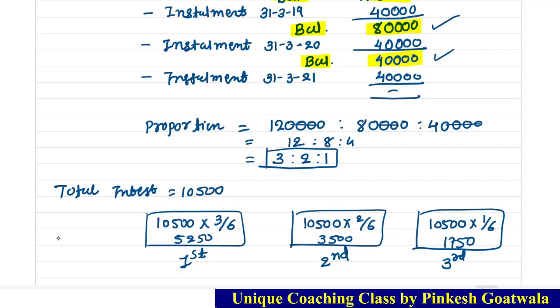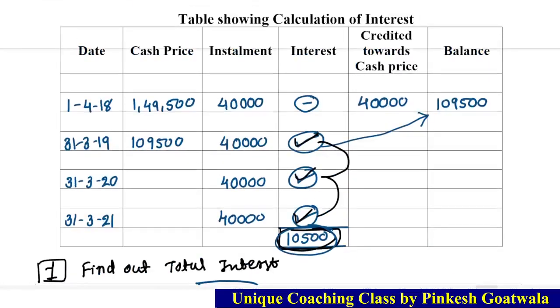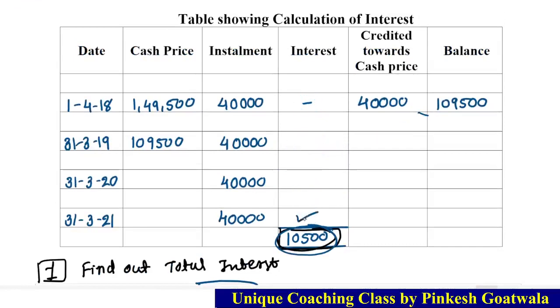So whatever amount of interest comes, that is for the first installment, second and third installment. Here we have the interest of all installments: 5250, 3500, 1750. Let's put the amounts here. We have the interest of each, just show that amount here: 5250, 3500 and 1750. You can also check the total, the answer will be the same. Right.